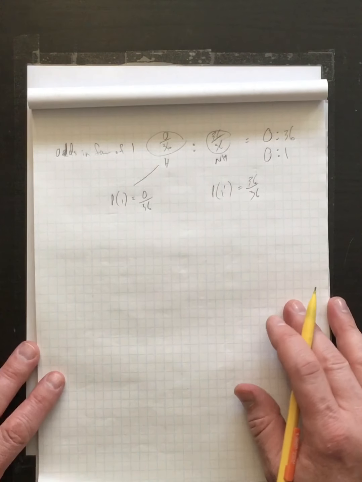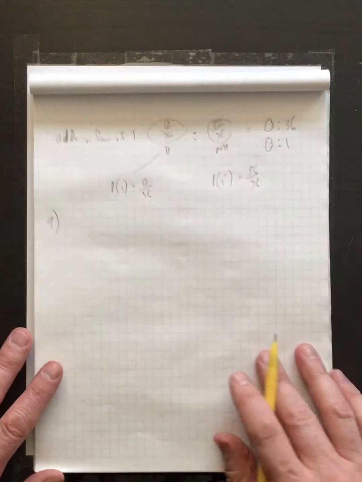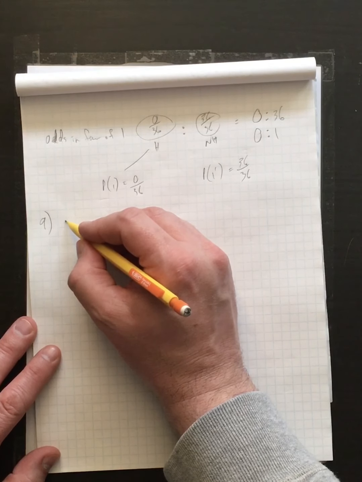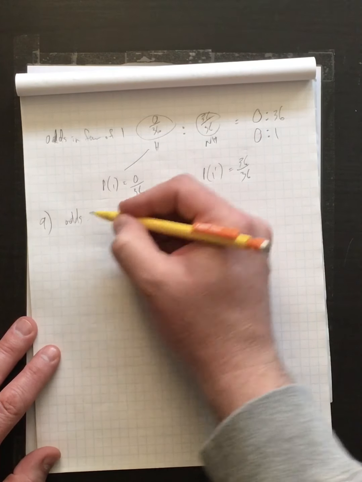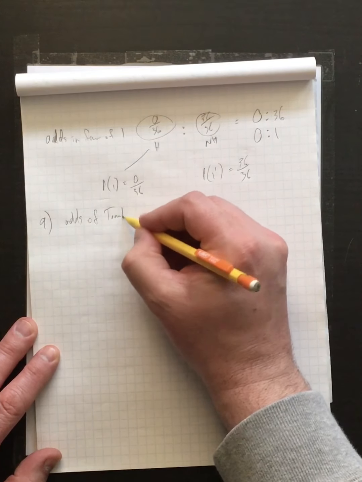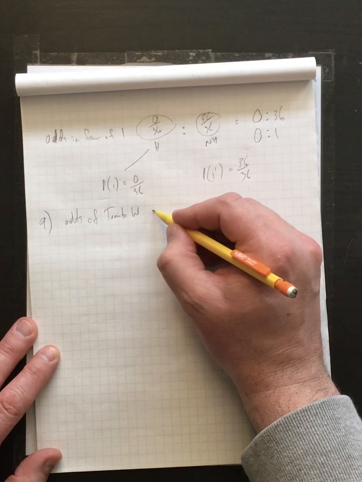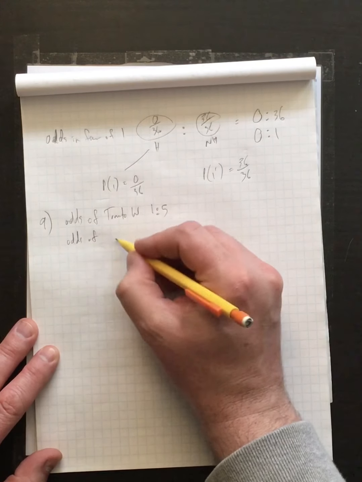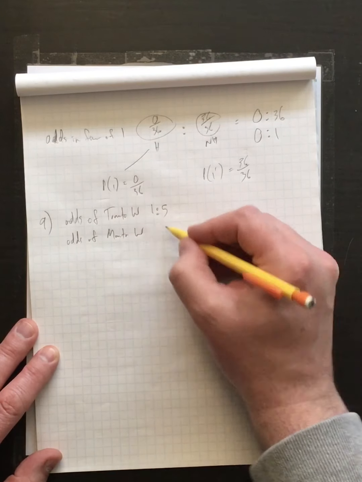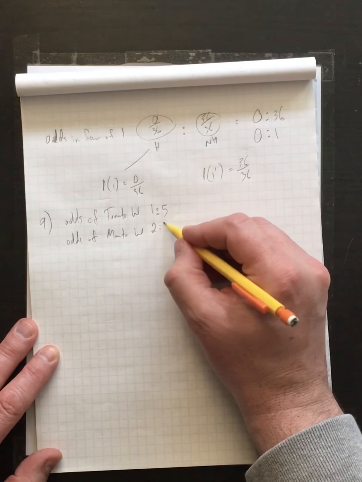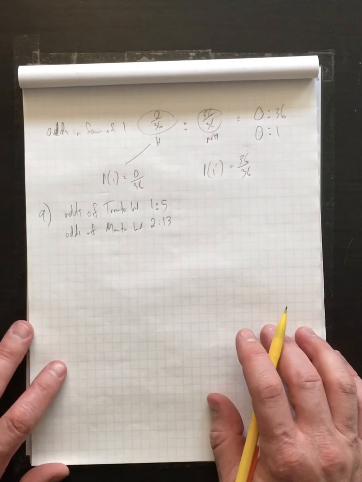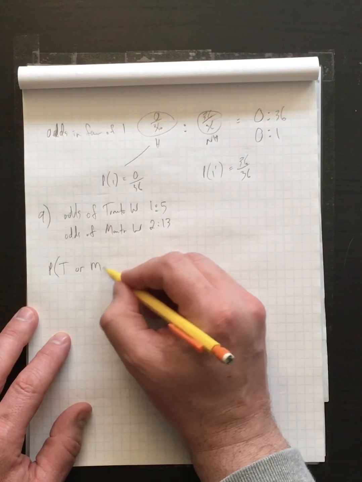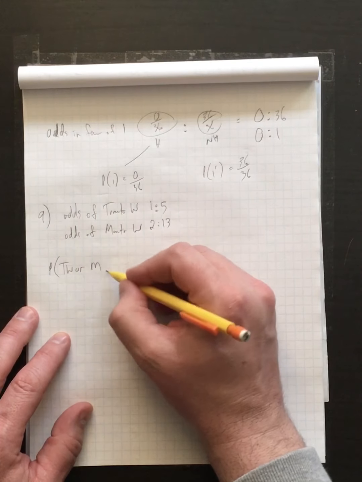Okay, let's jump right, hopefully that's okay for you guys. Let's jump right forward to question number 9. Question number 9, they told us two things. So this is, let's see, the odds of Toronto win are going to be 1 to 5. The odds of Montreal win are going to be 2 to 13. We want to know the probability of Toronto or Montreal winning. So Toronto win or Montreal win.